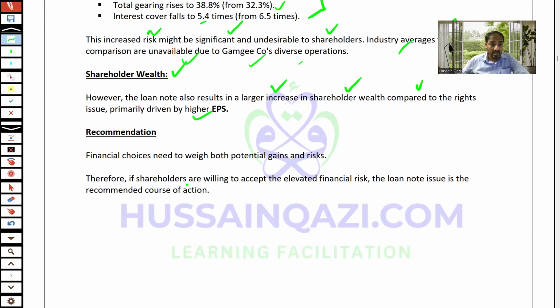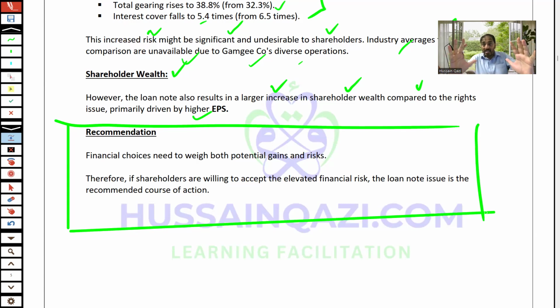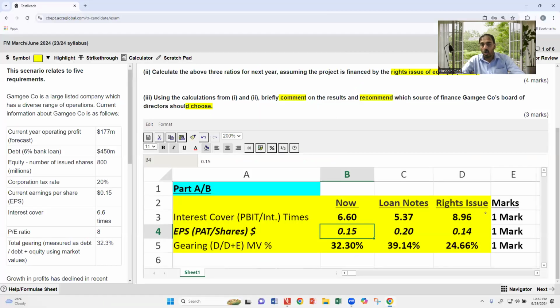And don't ignore the final recommendation. You cannot ignore the final recommendation. Final choices need to weigh the risk and reward. It depends on the behavior. But here the examiner mentioned you need to make a recommendation. So you have to recommend, and here the recommendation is very clear.